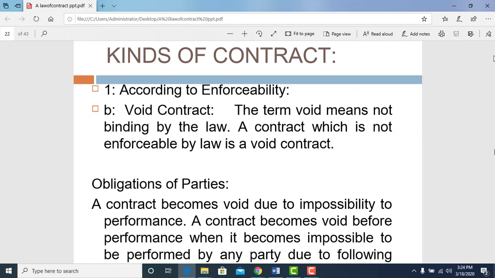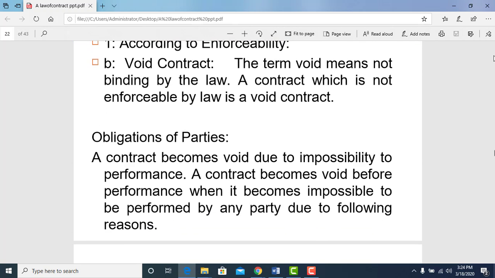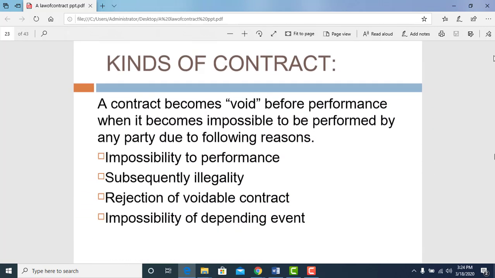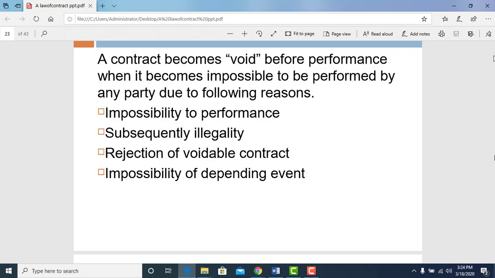According to enforceability, B. Void contract. The term void contract means not binding by the law. A contract which is not enforceable by the law is a void contract. Obligations of parties. A contract becomes void due to impossibility of performance. A contract becomes void before performance when it becomes impossible to be performed by any party due to the following reasons: impossibility of performance, subsequent illegality, rejection of voidable contract, and impossibility of the pending event.